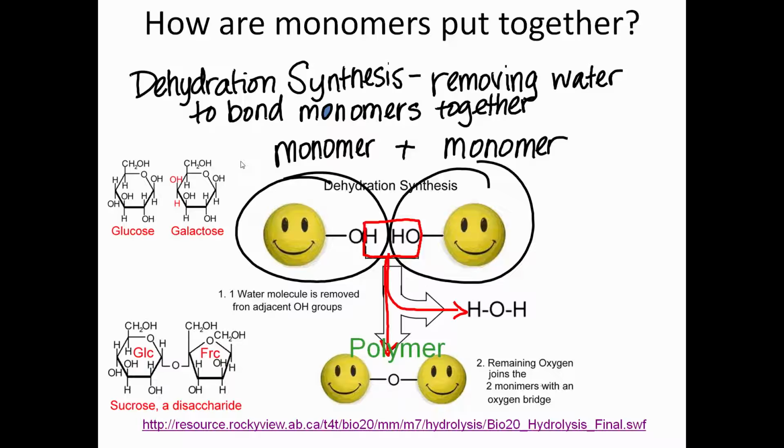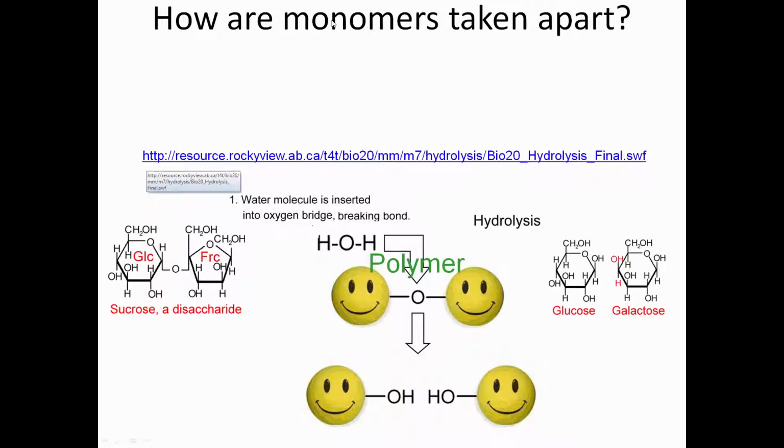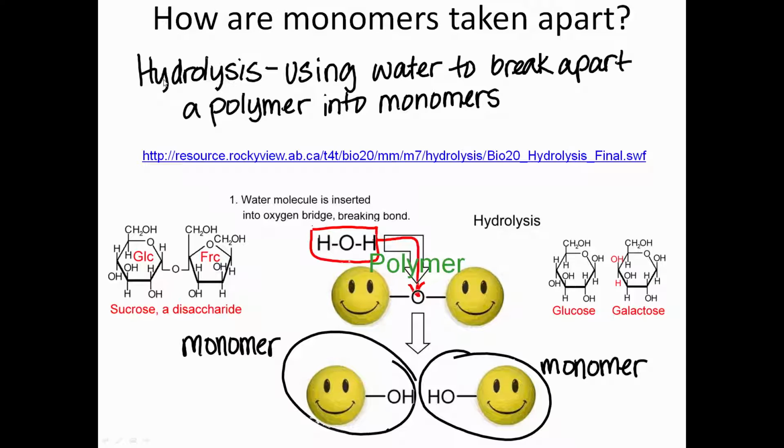Then how are monomers taken apart? Sometimes we want to take large molecules and make them into smaller ones so we can utilize them. So we can take sucrose and we put in water, and this process is called hydrolysis, water cutting, or cutting with water. It uses water to break apart a polymer into monomers. So we take the polymer, we add water into it, which splits it up into two monomers to be utilized by the body. So we have dehydration synthesis putting them together, and we have hydrolysis pulling them apart.